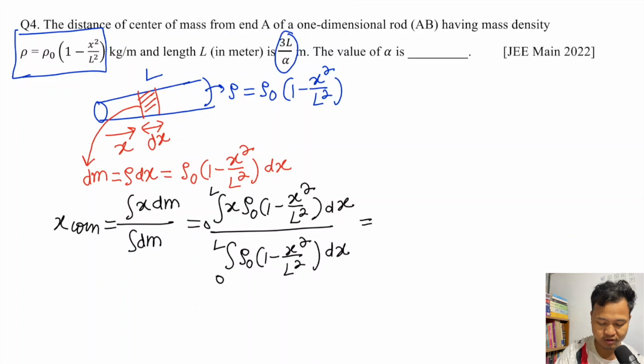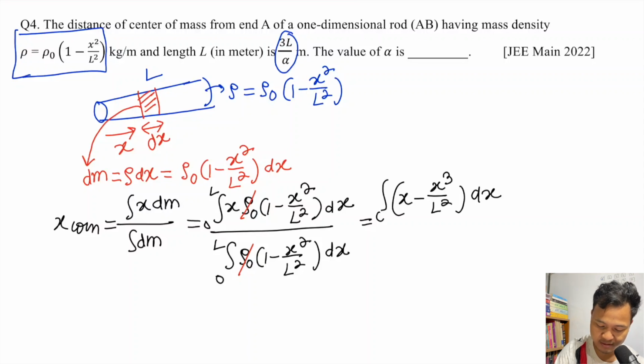Rho naught and rho naught cancel. Remaining, you integrate x minus x cubed by L squared dx, integral from 0 to L, divided by the integral of 1 minus x squared divided by L squared dx from 0 to L.